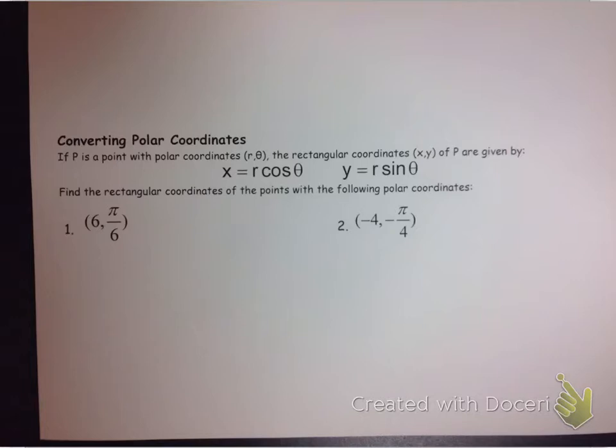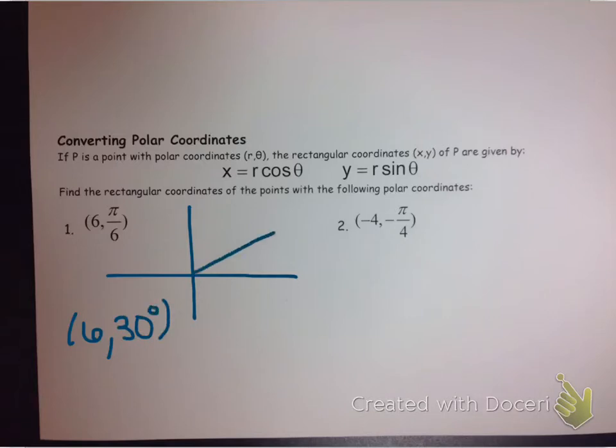So for example, if I told you to plot the point 6, pi sixth, remember that pi sixth is 30 degrees, so another way of saying this point is 6 units towards 30 degrees, so I would go 6 units out towards 30 degrees, like that. If I'm asking you to come up with the x and the y coordinate where that polar coordinate terminates, I'm asking you to come up with the x and y components, essentially. And that makes a right triangle out of the situation.